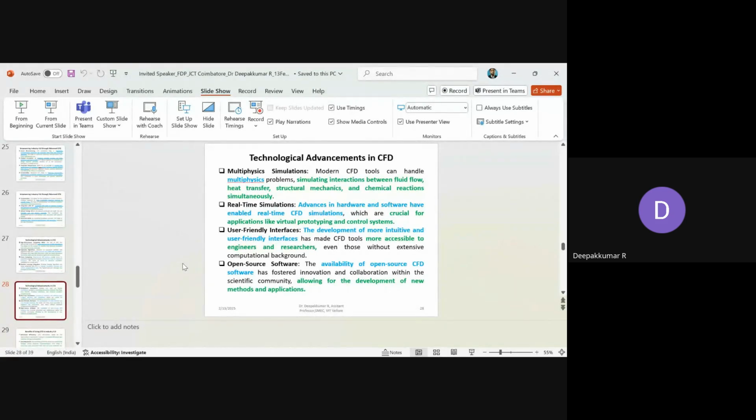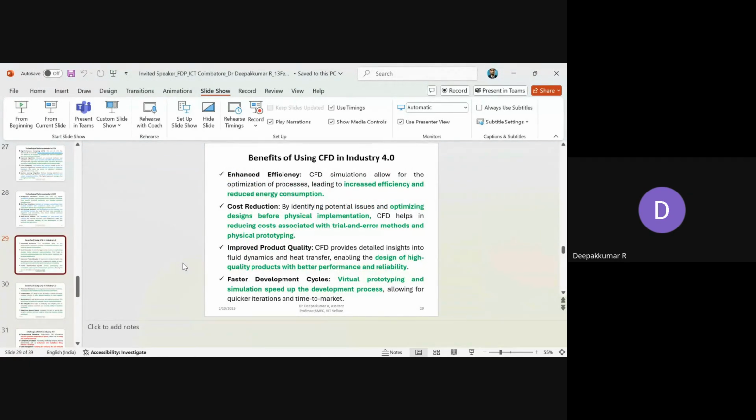So they can understand the background of the software, what is actually running behind the software, and those who are interested in CFD development can understand it and develop their own models for better numerical accuracy, convergence, and quicker computational time. So the benefits of using CFD in Industry 4.0: enhanced efficiency, cost reduction, improved product quality, and faster development cycle.